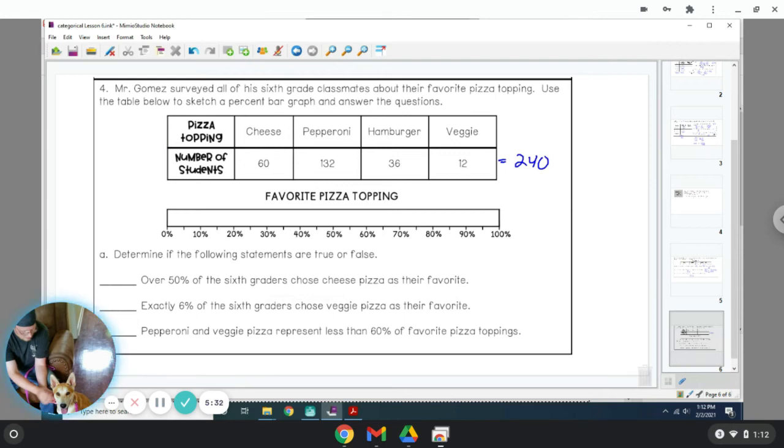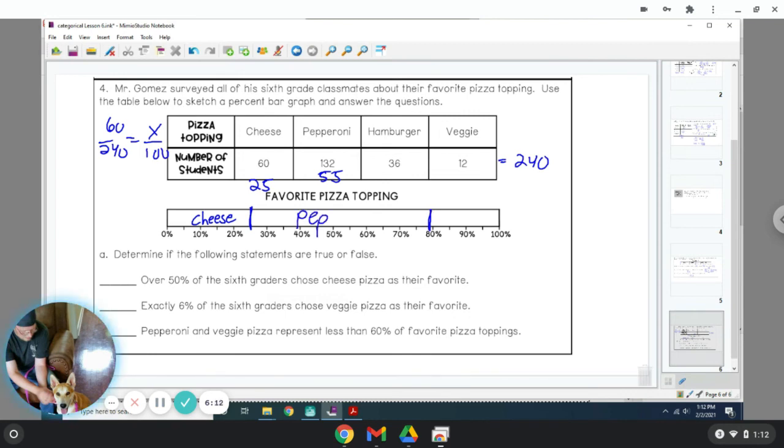So we're going to figure out what the percentage for cheese is. So that'd be 60 over 240 is equal to X over 100%. So you're going to cross multiply. So you're going to do 60 times 100, and divide it by 240, which is 25%. So you're going up to here to 25%, draw a line, and write cheese. So pepperoni is 132. And just to save some time, that's 55%. So that'd be up to here, which is pepperoni.